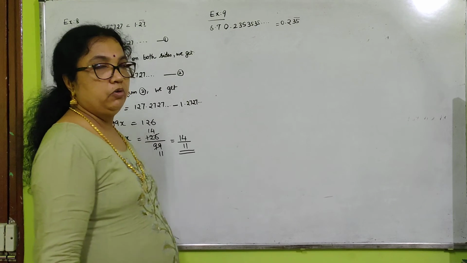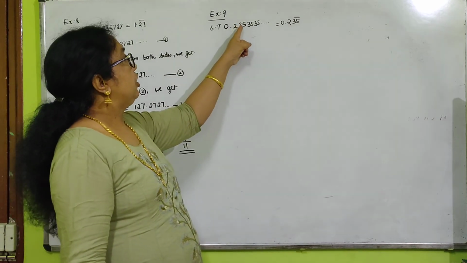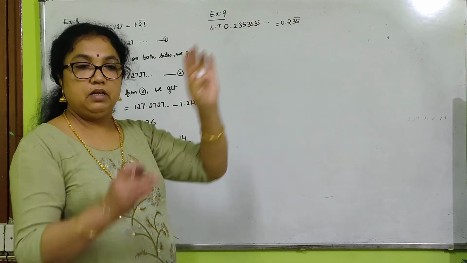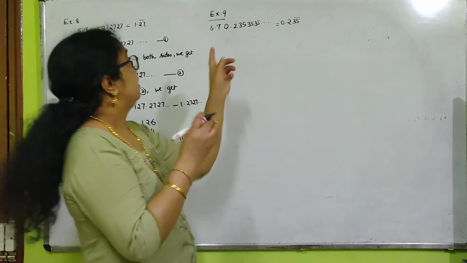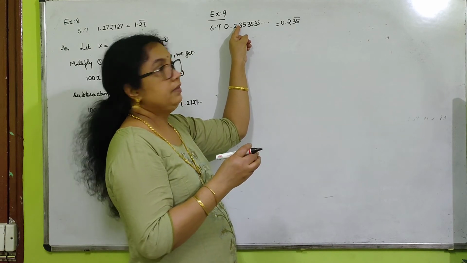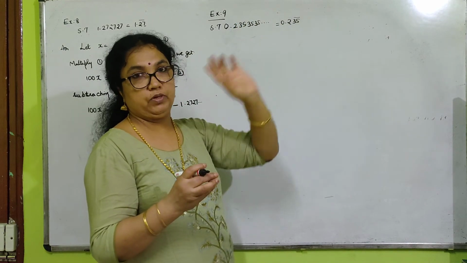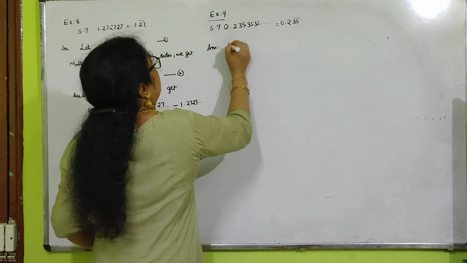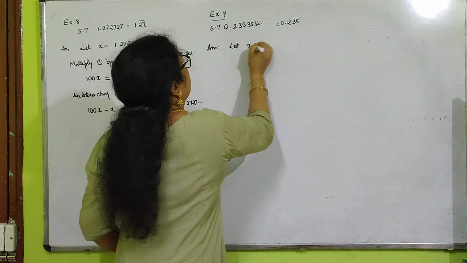So first step, what do you have to do? Whichever term is repeating, to that form you have to take. Means you have to take the decimal point to that side, to after 2, and then 3535 will repeat. So first let x be only like that.